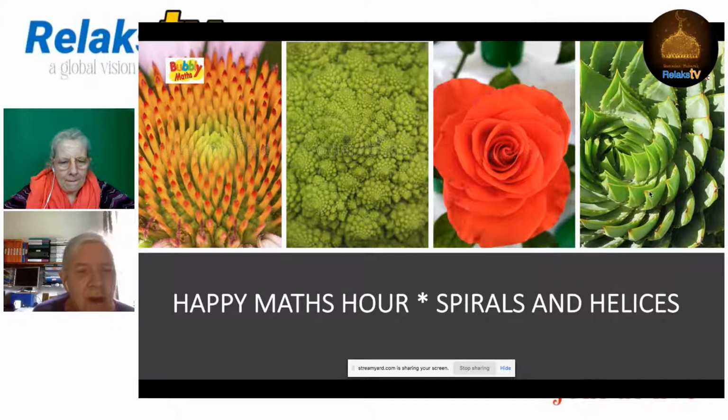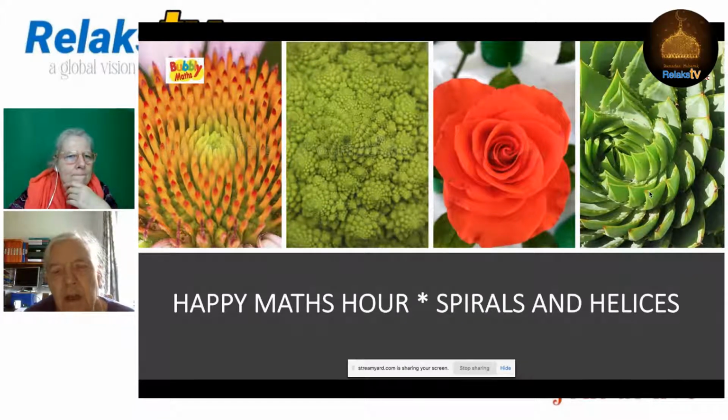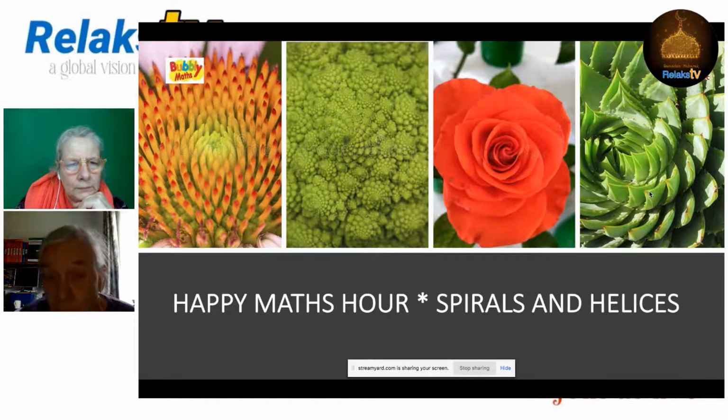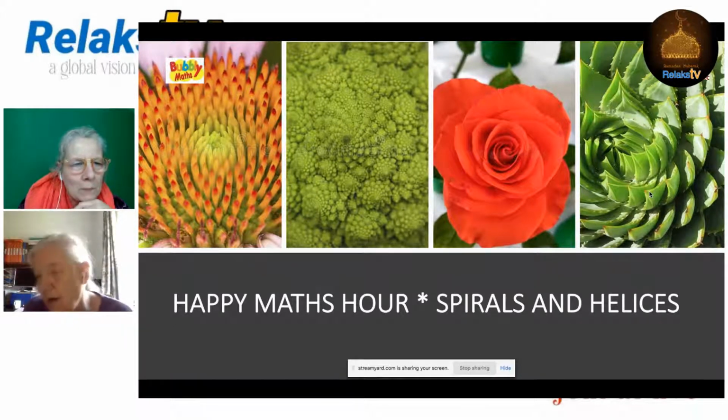So if you look, there's many flowers, and succulents and cacti, and sometimes it's the stamens, as with the sunflower, and also the petals. Sometimes petals and stamens are in a spiral form.